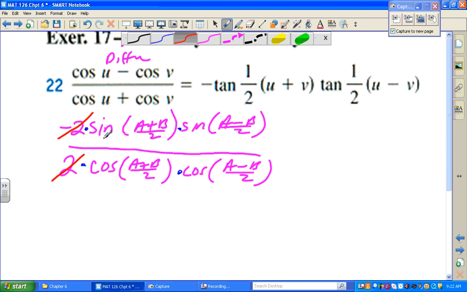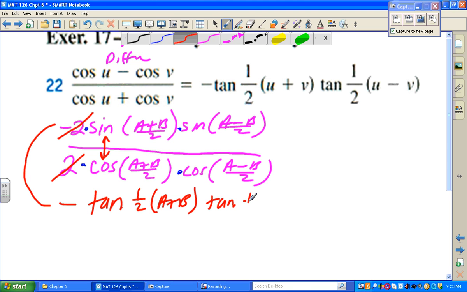Sine over cosine becomes what? Tangent of the same angle. Tangent of 1/2 A plus B. Still be negative, though, wouldn't it? Oh yeah, you're right. Negative still comes down right there. And sine over cosine will again be tangent of 1/2 of A minus B. That's done. See how easy it is if you know your identities?